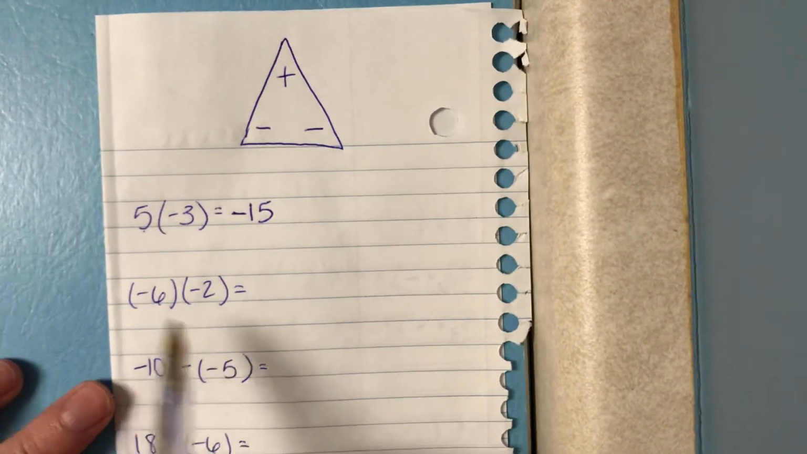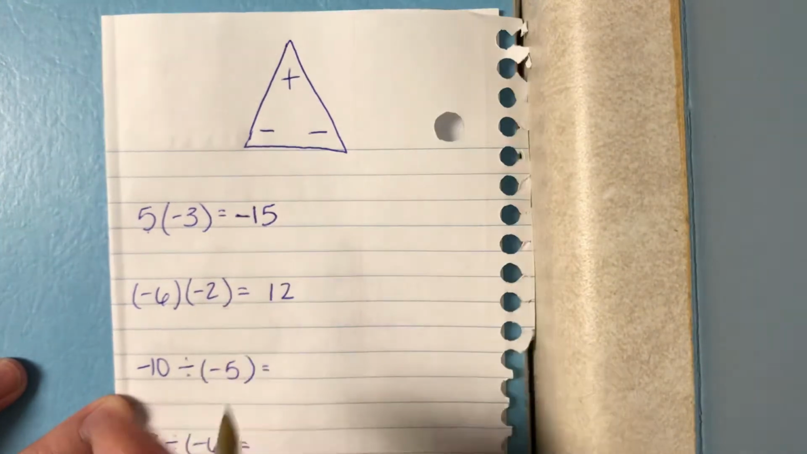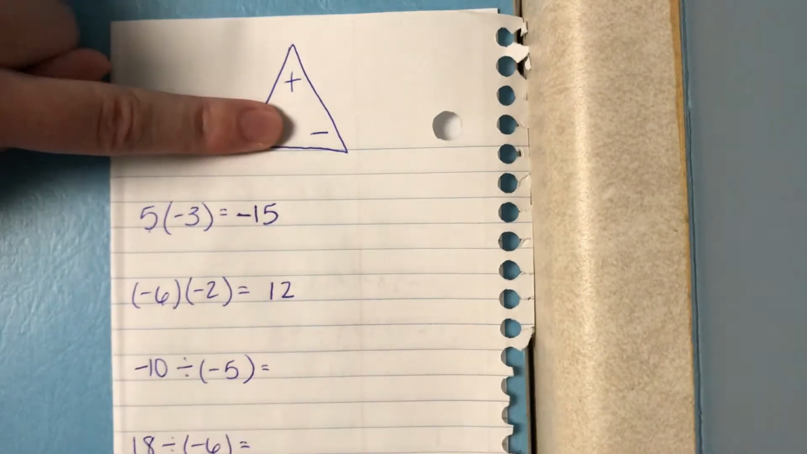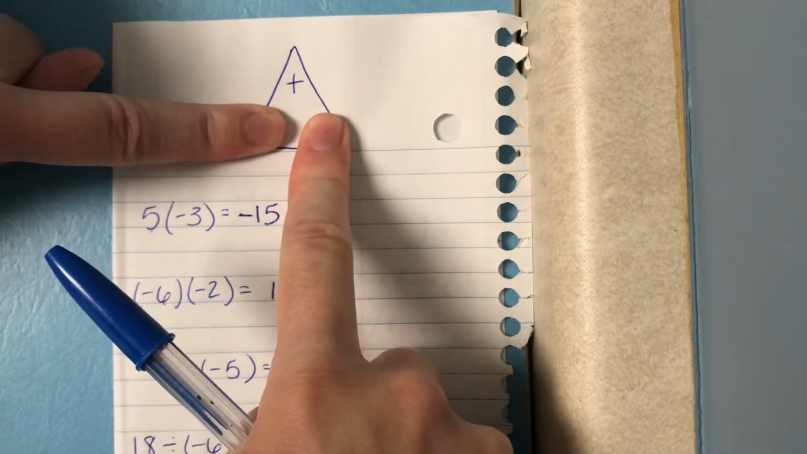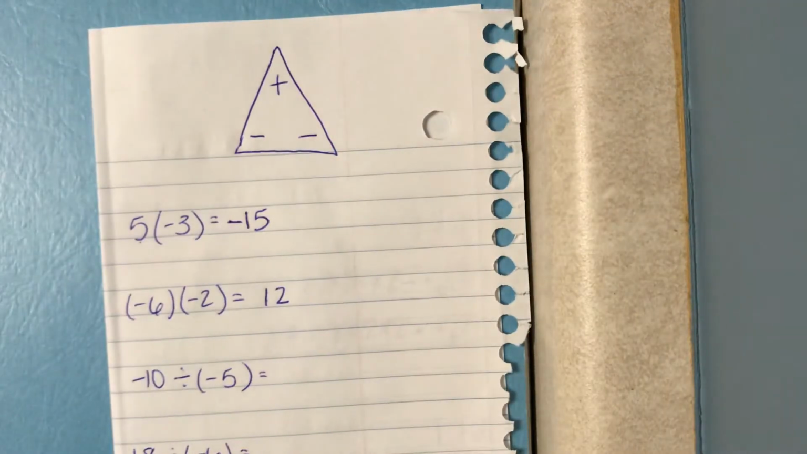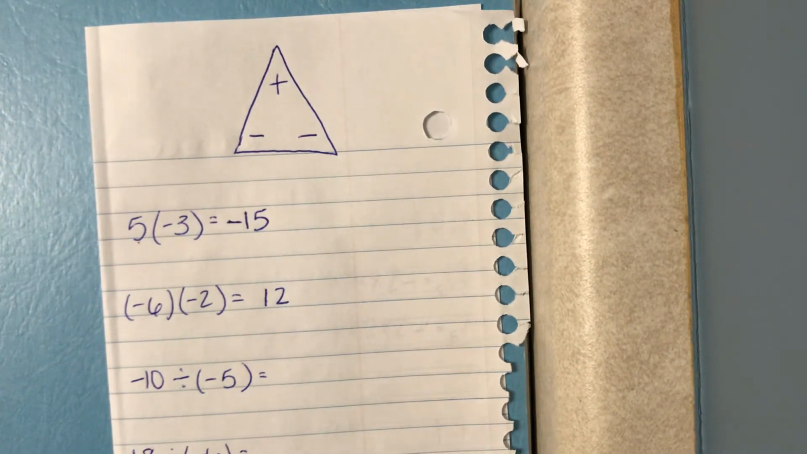Okay, next one, 6 times 2 is 12. And then I have a negative 6, I can cover up a negative, and a negative 2, so I can cover up a negative, so my answer is going to be positive. So anytime you are multiplying or dividing two negative numbers, your answer is going to be positive. So like negative times negative will always be positive, negative divided by negative will always be positive.